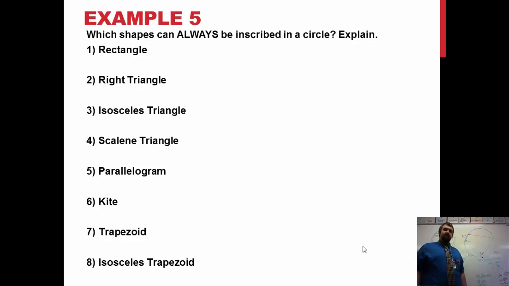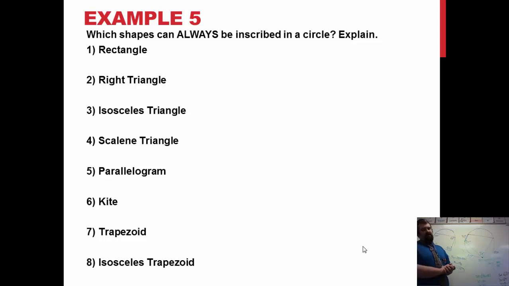5, sometimes, if the parallelogram is a rectangle or a square. A kite, sometimes. No. That one's a never. I take that back. There is a possibility for a kite sometimes. I'll let you figure out how that is done. A trapezoid, only if it's isosceles. 8, yeah, it's always.